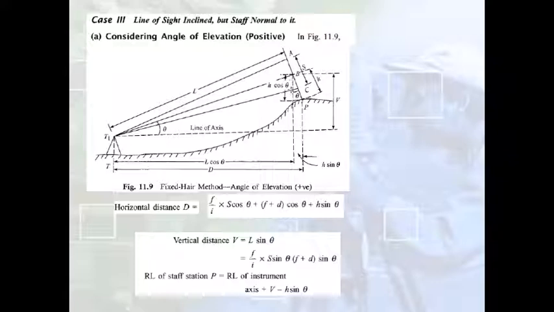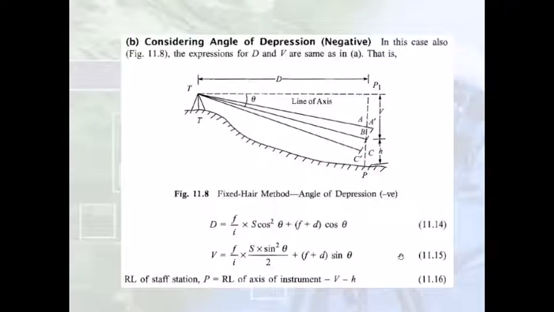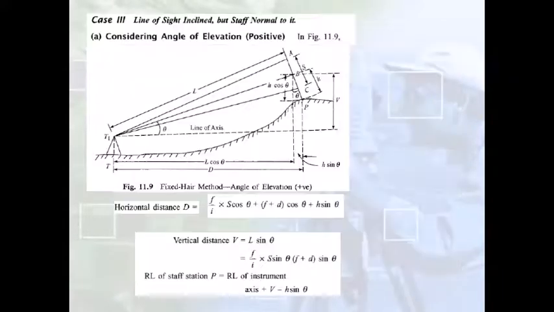Earlier, we just used to add or subtract the foresight or the staff reading. But now this staff reading is actually inclined. And what we need is this vertical distance. And this vertical distance is given by h cos of theta. So from the reduced level of the point B, we need to subtract h cos of theta, and we can get the reduced level of the point P. Now this is a typo over here. This wouldn't be h sine of theta. This would be h cos of theta.